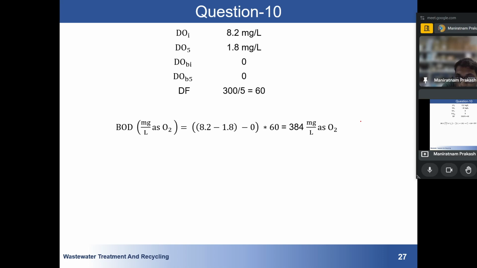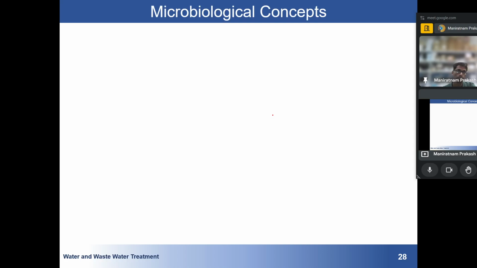We will be putting the value here. The BOD will be 384 milligram per liter as oxygen. Remember, as oxygen, because we are converting each and everything into oxygen. Okay, so remember this unit, that BOD is in terms of oxygen.